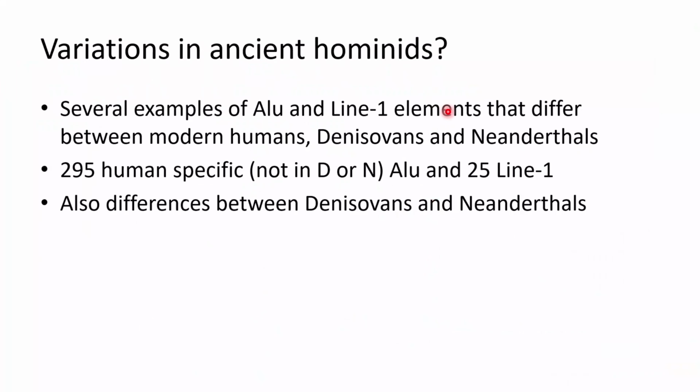So there is variation compared to earlier hominids, okay? There are many ALU elements and LINE or L1 elements that are different from humans, Denisovans, and Neanderthals, and these are very important to kind of evolutionarily place us in time. There are 295 human-specific ones that are not found in the Denisovans and the Neanderthals.